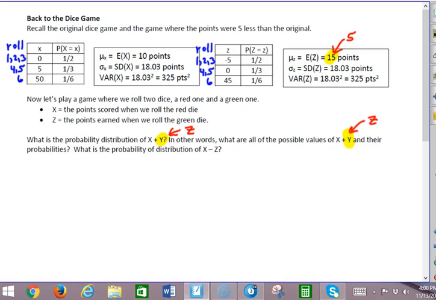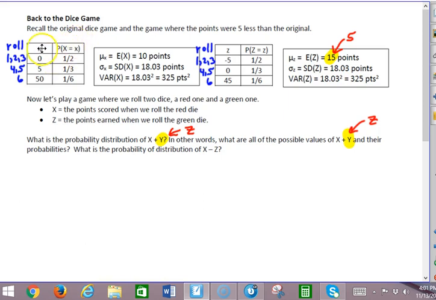In the previous section, we talked about what happened to the mean or the expected value, the standard deviation, and the variance of a random variable if we added a constant or multiplied by a constant. Now we're going to find out what happens if we add together or subtract two different random variables. So let's go back to the dice game.